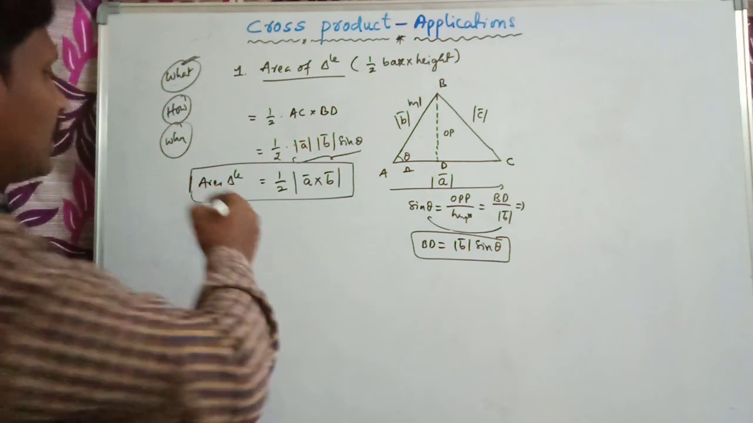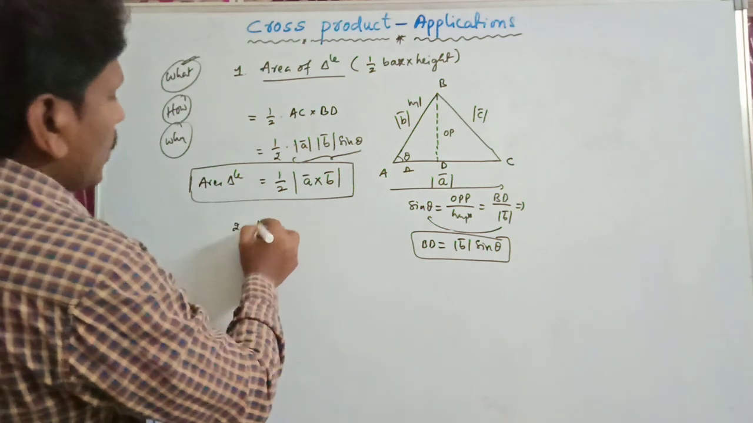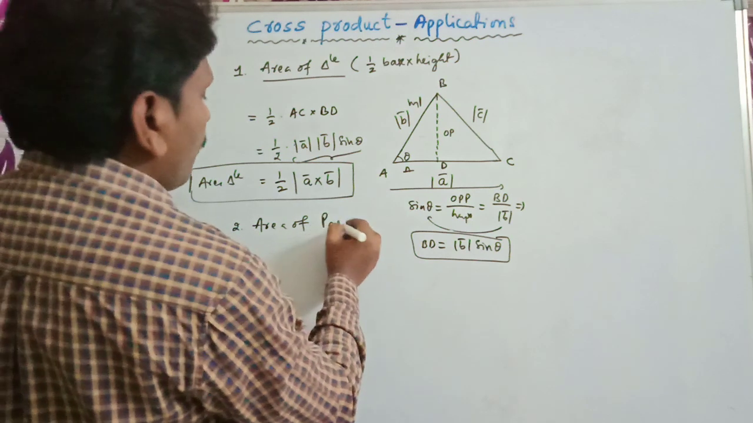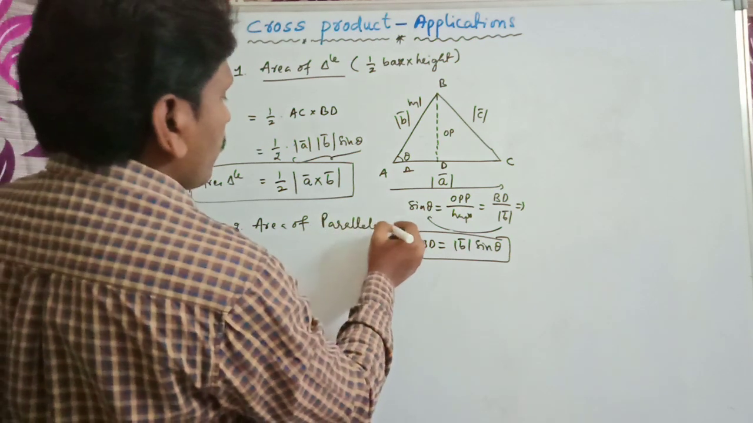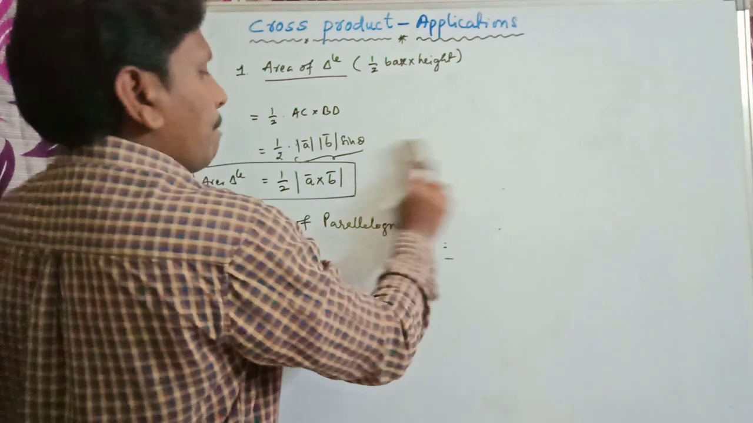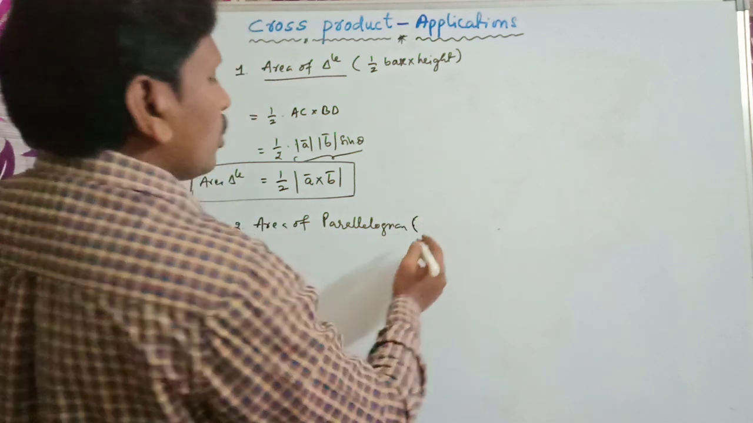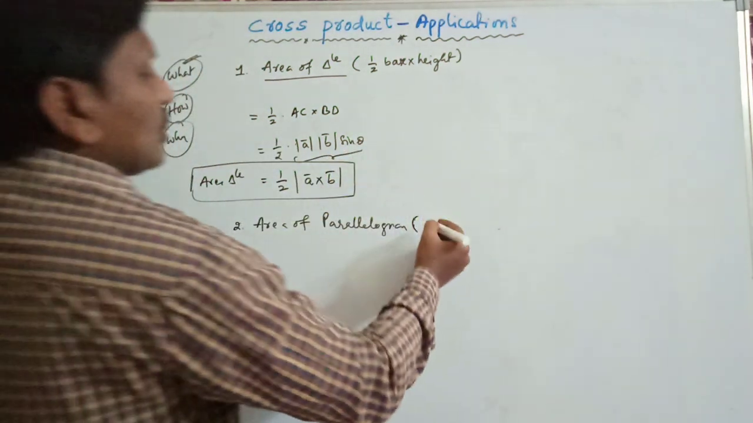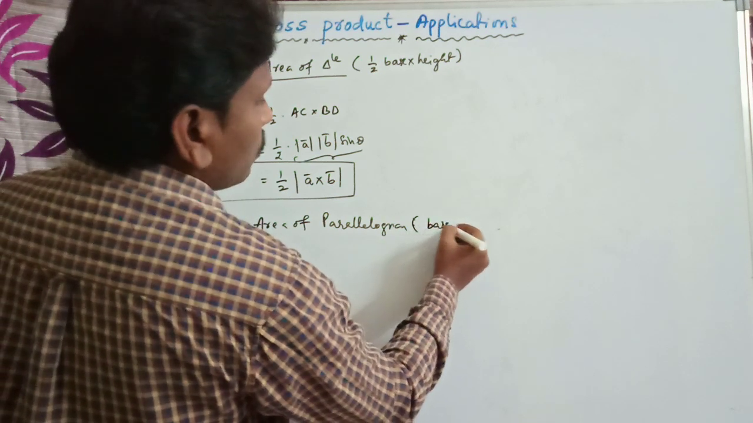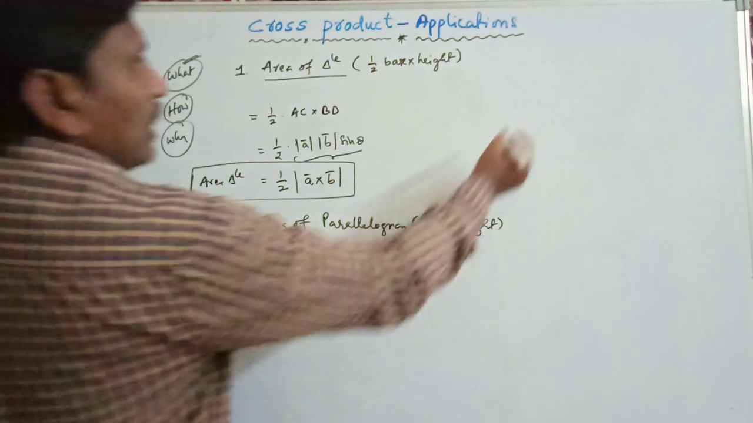Now let us go through the second one, the area of the parallelogram. Area of the parallelogram. So what is the area of the parallelogram in terms of length or sides? That is what? Base into height. Base into height. Let us go through this.